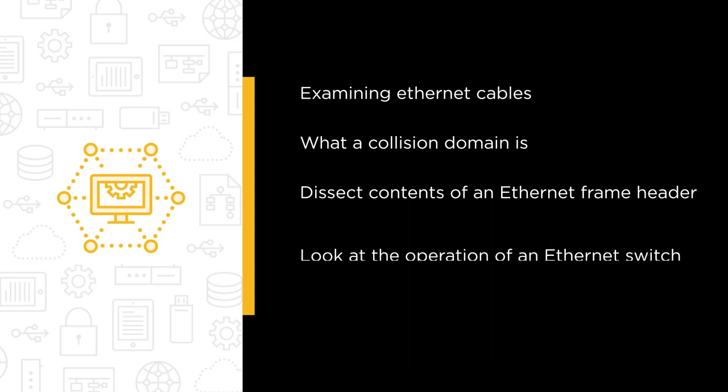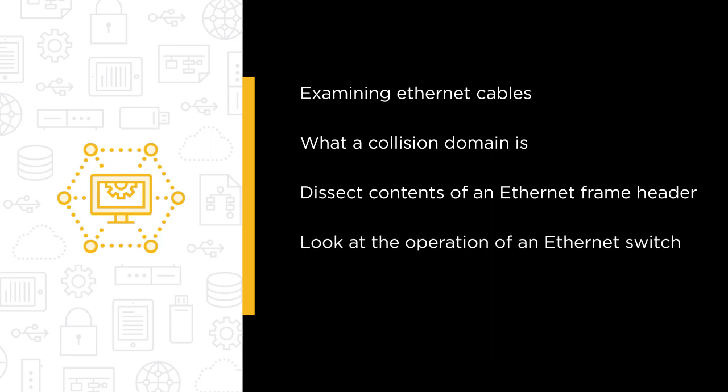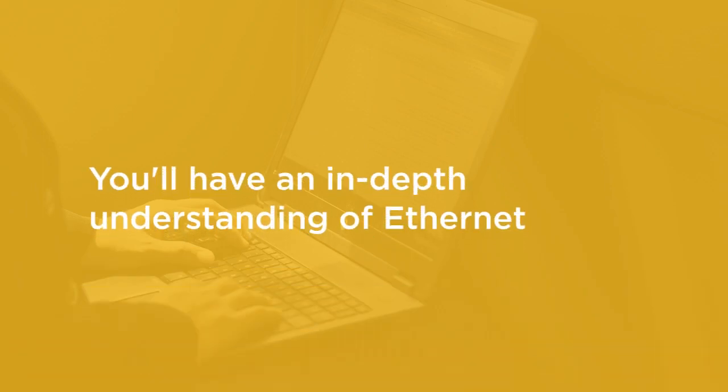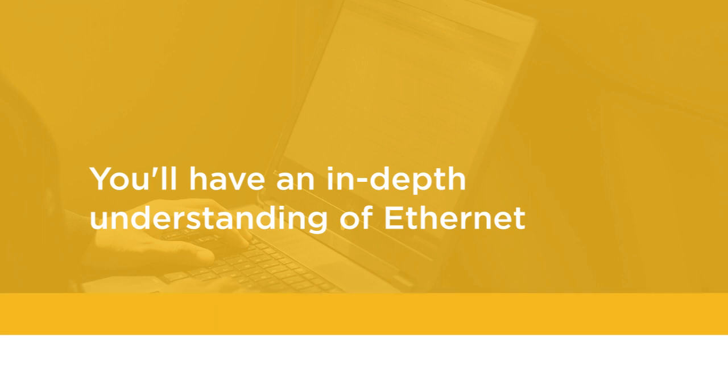We're also going to take a look at the operation of a Cisco Ethernet switch and then configure a 2960 switch from scratch. By the end of this course, you will have an in-depth understanding of Ethernet, how to configure a Cisco switch, and how to use the MAC address table to determine the port number a device is connected to.